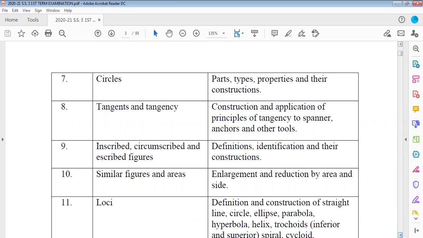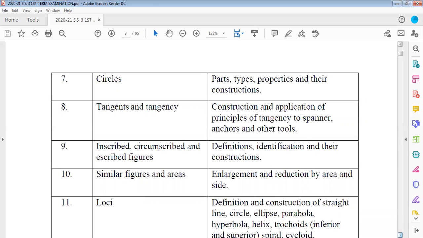So for circles, we have types of circles. We have concentric circles, eccentric circles, we have escribed circles, we have inscribed circles, and we have circumscribed circles. So we taught that, and also parts of circles and properties of circles, we taught that. Then number 8 is tangents and tangency.